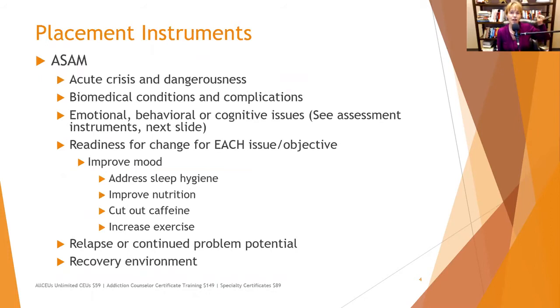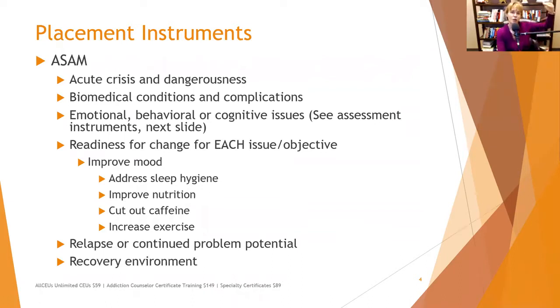First dimension, acute crisis and dangerousness. Are they in a place where they need to be hospitalized and under psychiatric care 24 hours a day? Biomedical conditions and complications. If they're diabetic, for example, and they're depressed, their insulin levels and their blood sugar levels may be different, and they may not be wanting to eat, or they may be gorging on high sugar foods because they're depressed and they're wanting to feel better, which is making their insulin levels go all over the place. So diabetes is just one example. Heart conditions, high blood pressure, any of those things.